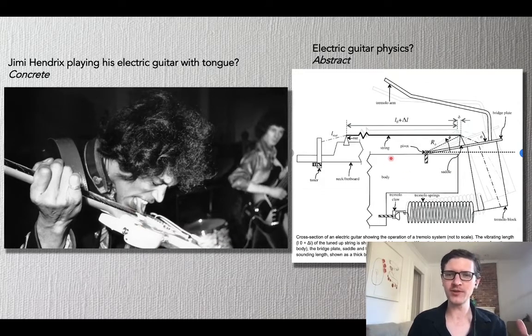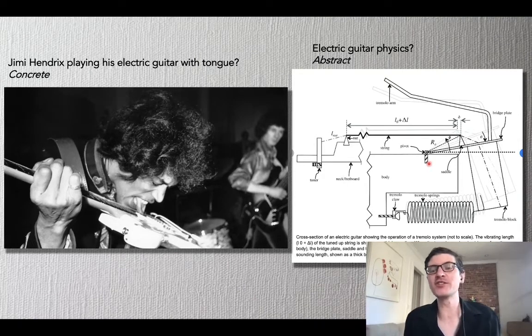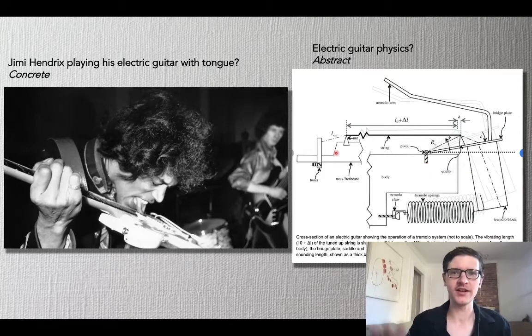But here on the right, this is an electric guitar too. This is the electric guitar physics and how the whammy bar or the tremolo arm works, right? And so this is taking the electric guitar and abstracting the rules of how it's actually functioning in physics. Cool. Again, abstract, concrete.